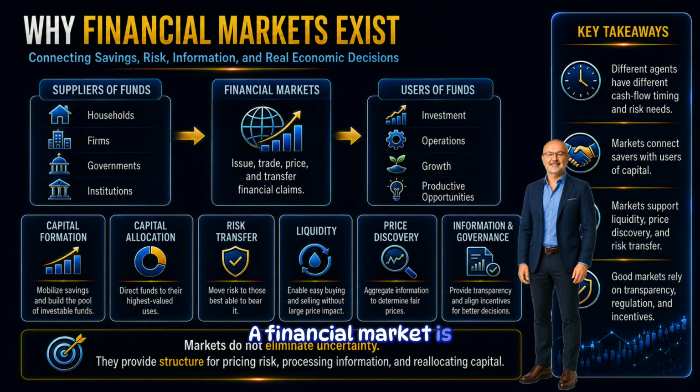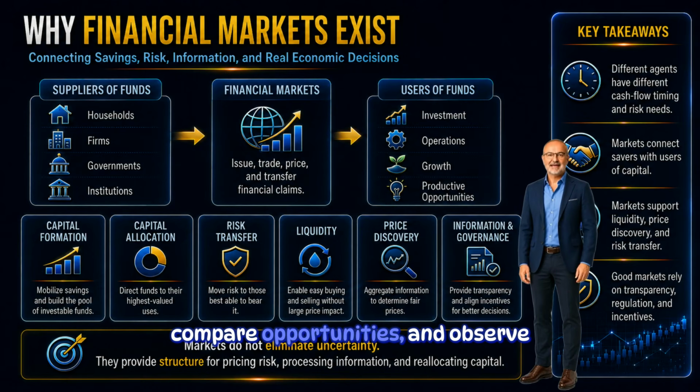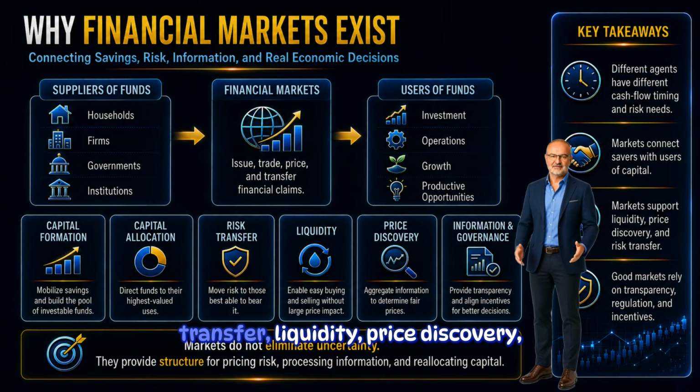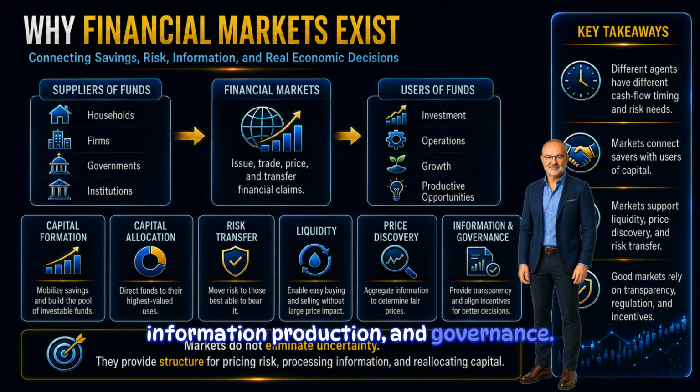A financial market is a system where financial claims are issued, bought, sold, priced, and transferred. These markets move capital from suppliers of funds to users of funds, but they do more than move money. They help investors trade existing claims, manage risk, compare opportunities, and observe prices. Financial markets support capital formation, capital allocation, risk transfer, liquidity, price discovery, information production, and governance.